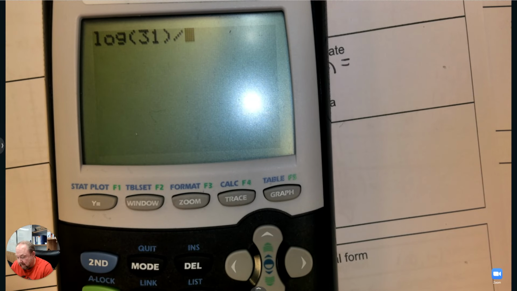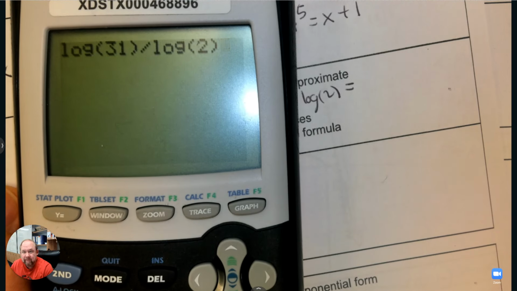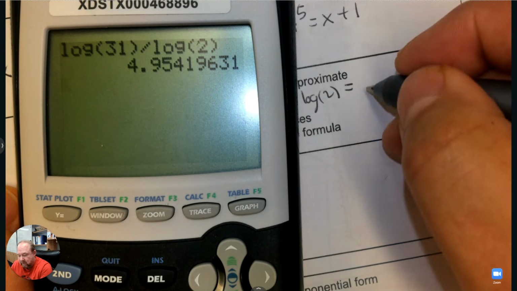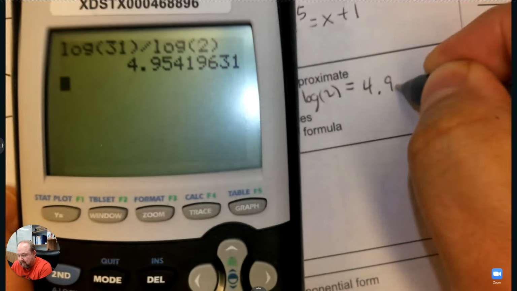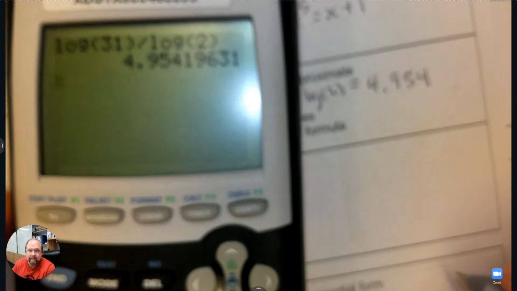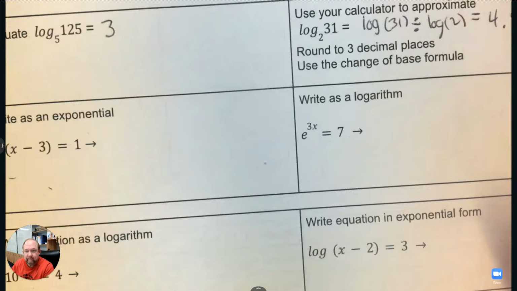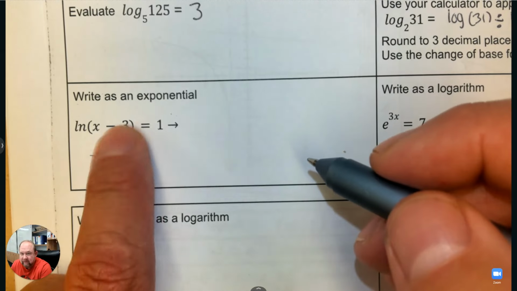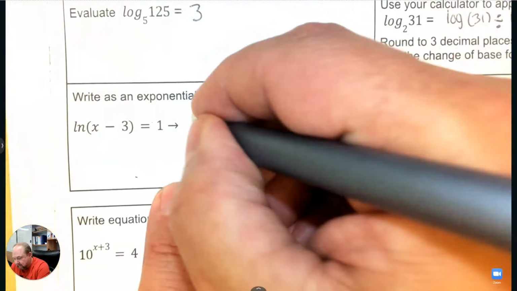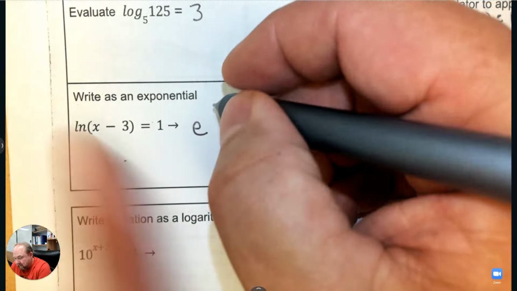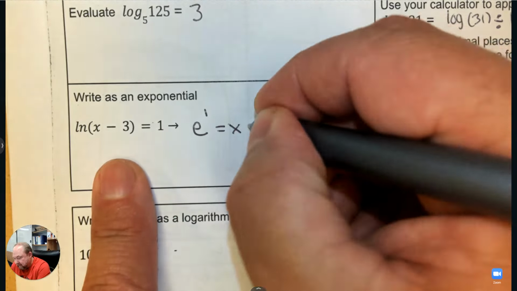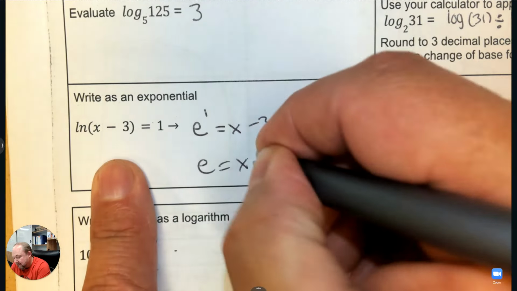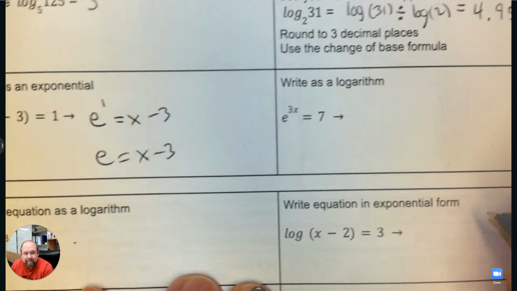So again, use Desmos if you aren't at school doing this. But this is what you get on the exam to be able to use this calculator. And then to three decimal places, we're going to go 4.954. Can you write this as an exponential? What base is there that you don't see is e to the exponent 1 is equal to x minus 3. You could also just write down e equals x minus 3.